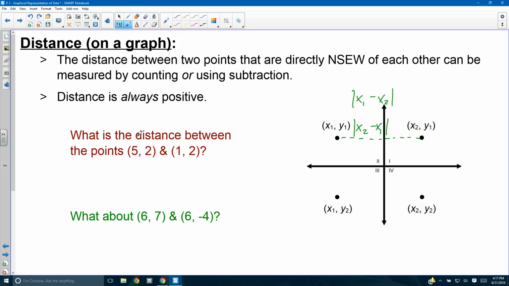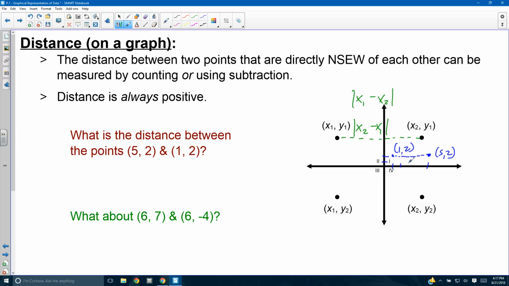But yeah, that's kind of all that is there. Okay, what's the distance between the points (5, 2) and (1, 2)? So this is one of those examples of same height, but different places on the x-axis. (5, 2) is kind of right here, maybe. Okay, and (1, 2) maybe is right here. All right, so the distance is this value right here.